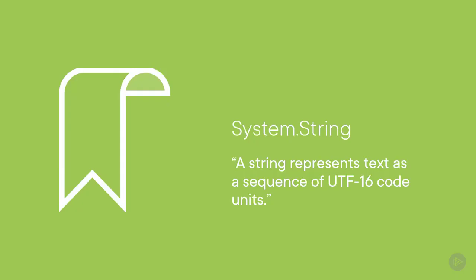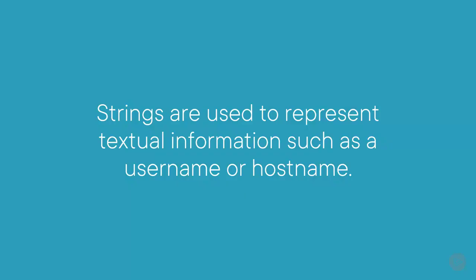Strings are among the most widely used types in C# and .NET. The official definition of a string in the .NET documentation is as follows. A string represents text as a sequence of UTF-16 code units. While concise and precise, that's a potentially confusing definition. More simply stated, strings represent textual information such as a username or hostname.